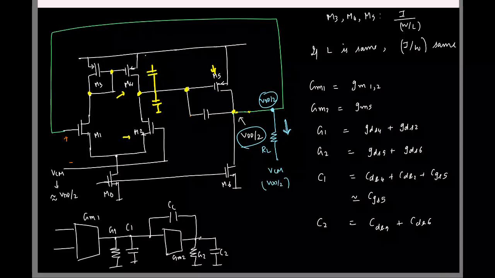So if there is an offset, the offset currents will still be very small. You need to ensure that it's small enough. That's all. And you'll also have a load cap, so you can do that.